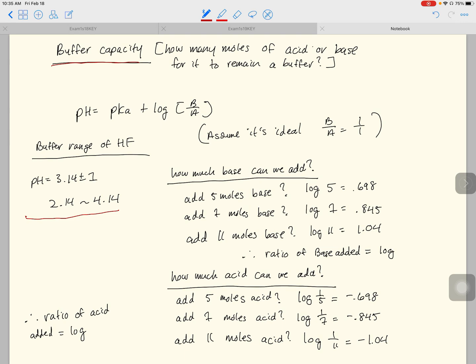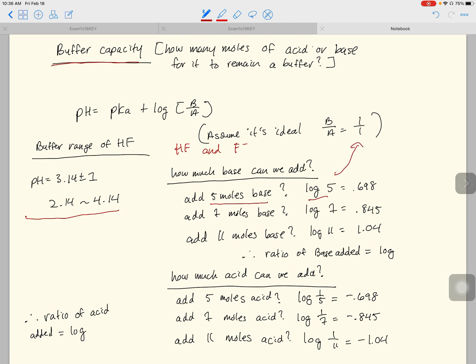Let's say we have a buffer of HF and F minus, and I ask you, if I add a certain amount of base, would it still remain a buffer? The way you do that is mathematically. Let's say we add 5 moles of base. I forgot to mention, this example is when the buffer is ideal, where the base to acid ratio is 1 to 1. So if I add 5 moles of base, the log will be log of 5.